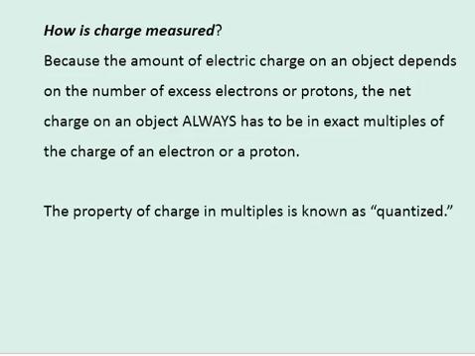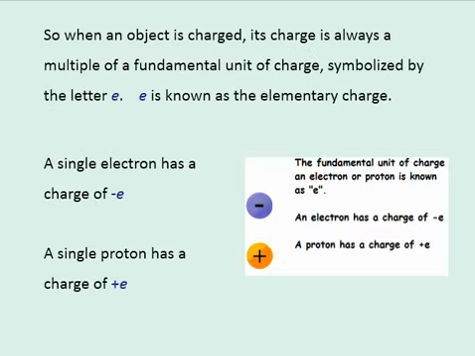That property of charge occurring in only multiples of a specific thing, or number in this case, means it's quantized. It only happens in discrete multiples or fixed numbers. So when an object is charged, its charge is always a multiple of what we call a fundamental unit of charge. The charge on a proton or the charge on an electron.